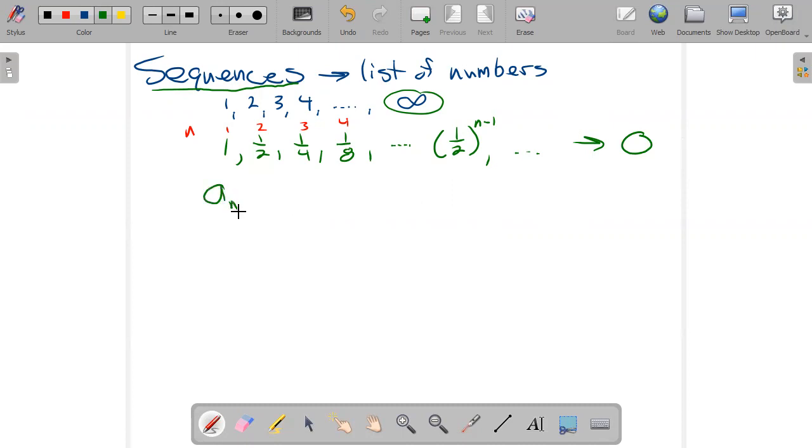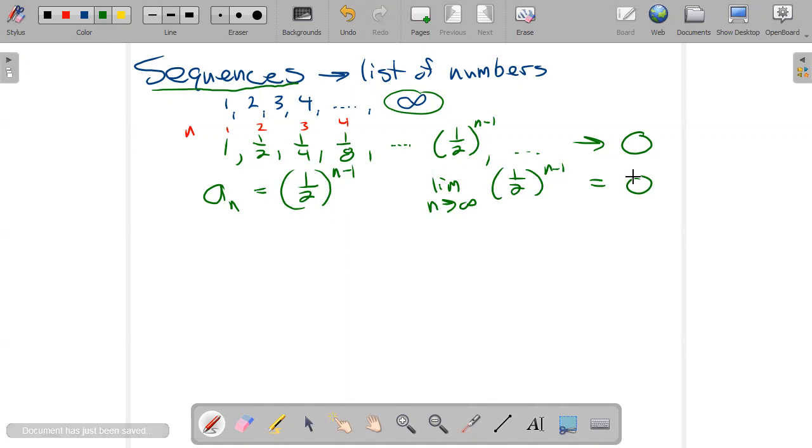Sequences are often written with subscripted notation. Like in this case, a sub n would be equal to 1/2 to the power n minus 1. And here I believe that the limit, as n goes to infinity, of that 1/2 to the power n minus 1 is equal to 0. So sequences, they're just lists of numbers. They're just limits, like limits of functions we played with in Calculus 1.